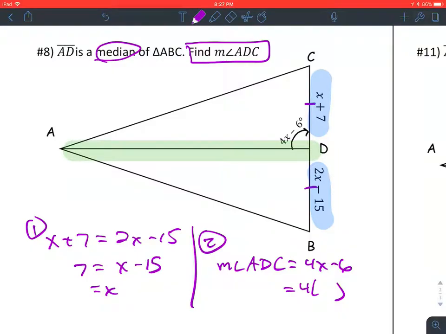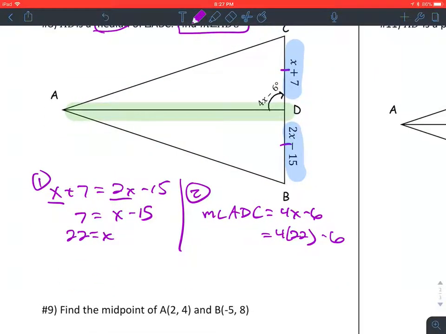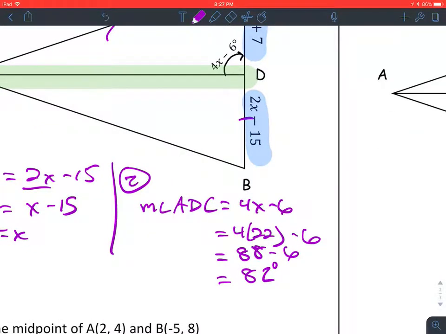Originally we subtracted x from both sides. Now we're going to add 15 to both sides, and we're going to get x is 22. Put that into the expression 4x minus 6. 4 times 22 is 88. 88 minus 6 is 82. So assuming I didn't make another bonehead mistake, measure of angle ADC is 82 degrees. Did we answer the question? Sure did. Make sure that your writing is not as poor as mine.